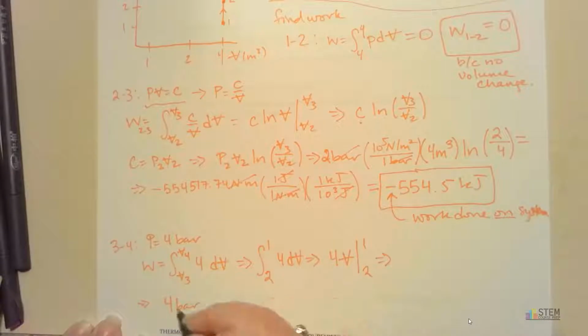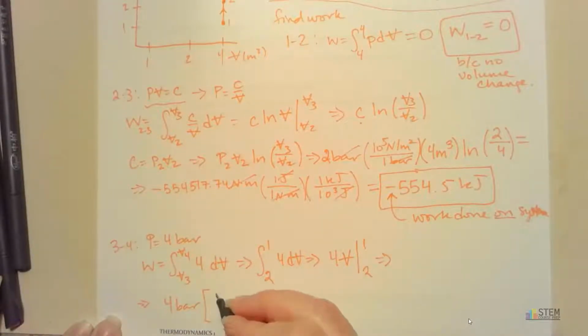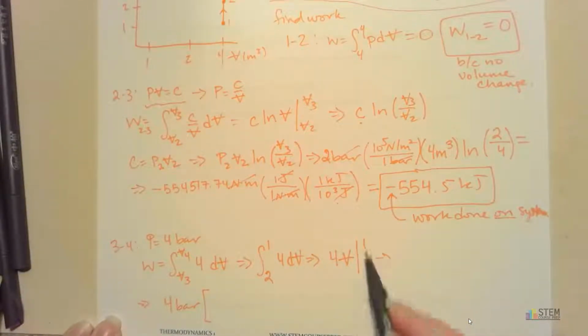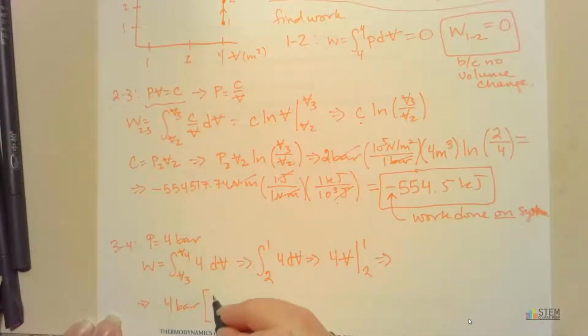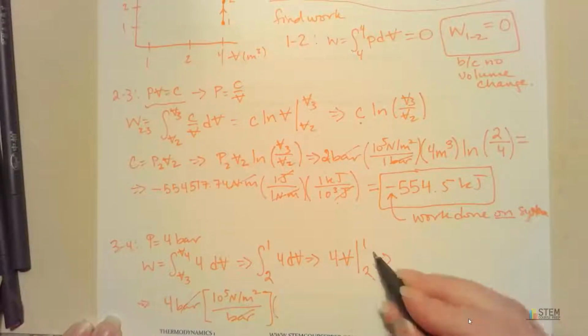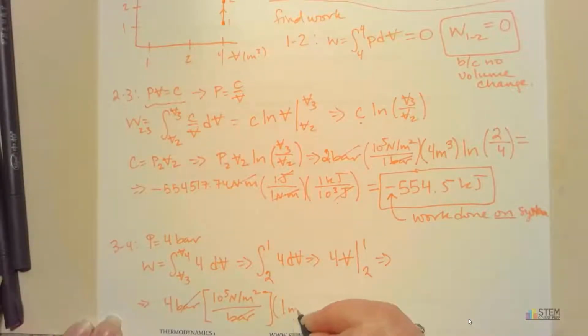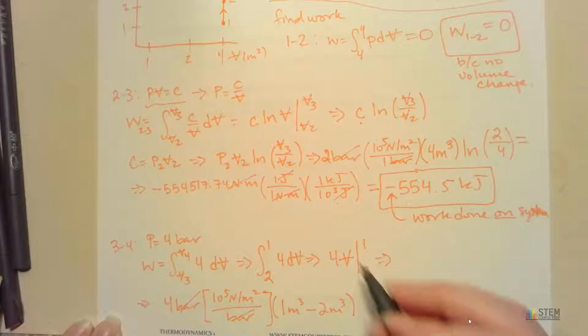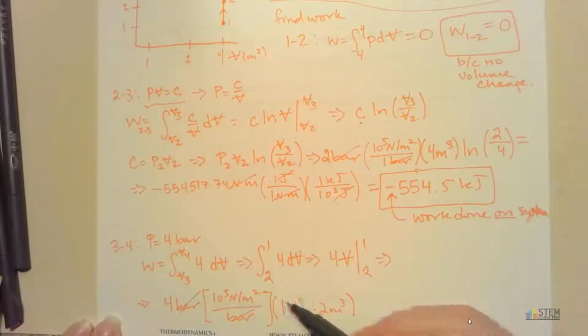So let's do that. We got 4 bar. We need to convert over to kilojoules, just like we did up here. And we need to evaluate at 1 and 2. Okay. So first I'm going to go to Newton per square meter per bar. That gets rid of bar. Then I'm going to go ahead and evaluate at 1 and 2. So we have 1 cubic meter minus 2 cubic meters. Now remember, that gives you Newton meter when you multiply out these units.